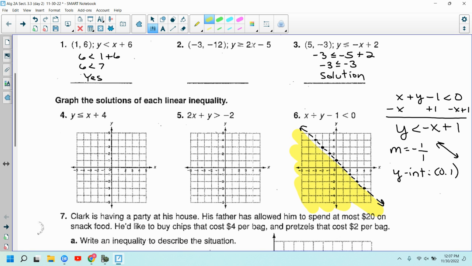Yep. You plug in a test point, and I can plug it into the original or I can plug it into the y. It doesn't matter. And like you said, 0, 0 is usually what we use. If I plug that in, since it's shaded, it should make it true. 0 plus 0 minus 1 gives me -1. -1 is less than 0. So we shade the side that is true. Okay, so we shade that.